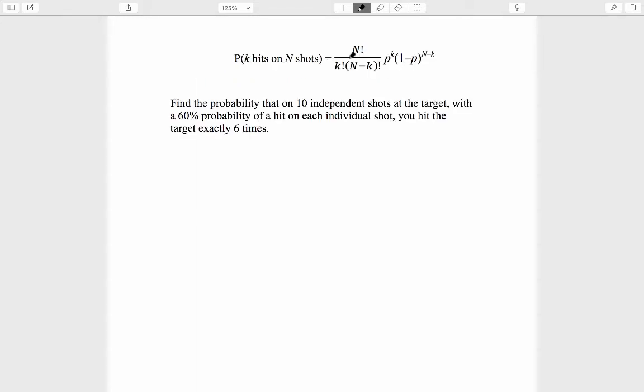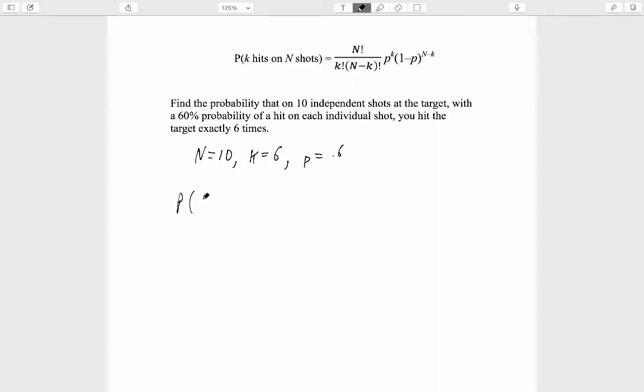Armed with our general formula for finding the probability of exactly k hits on n shots at the target, where the k hits are in any possible order, we are now asked to find the probability that on 10 independent shots at the target, with a 60% probability of a hit on each individual shot, you hit the target exactly 6 times. In terms of our formula, n equals 10, the number of shots, k equals 6, the number of hits that we are inquiring about, and p, the probability of a hit, equals 0.6.